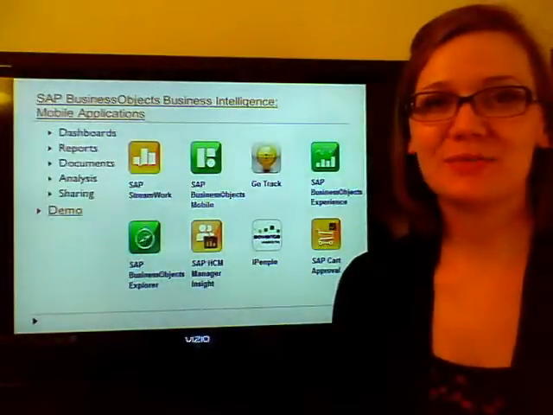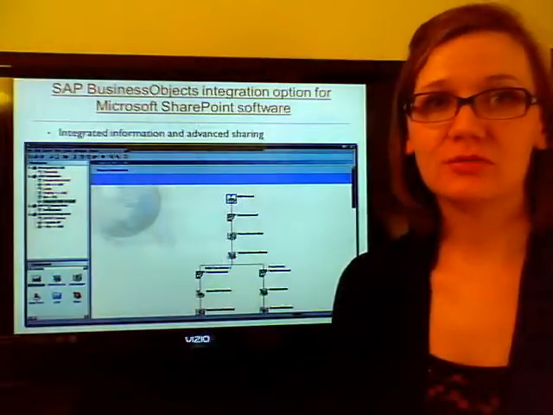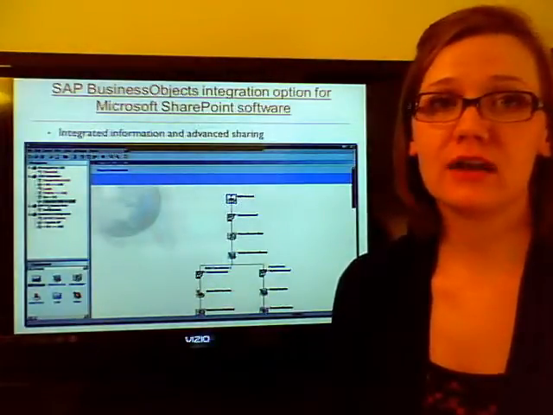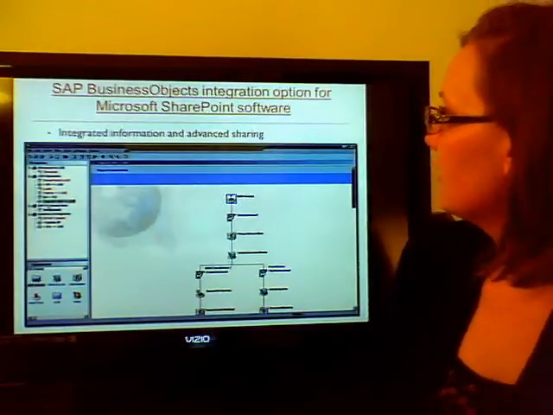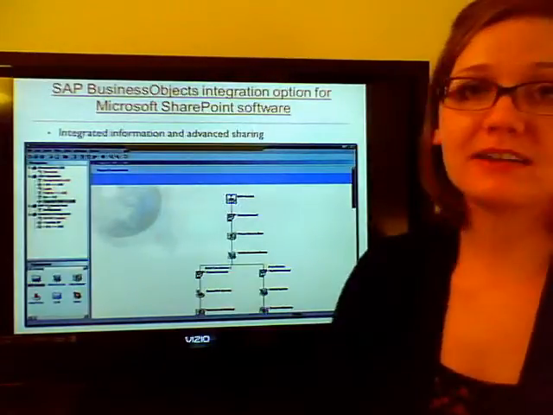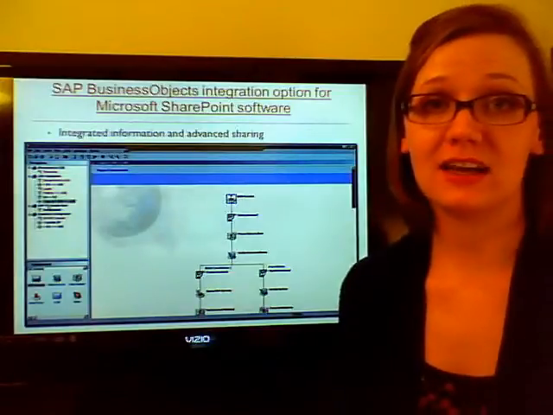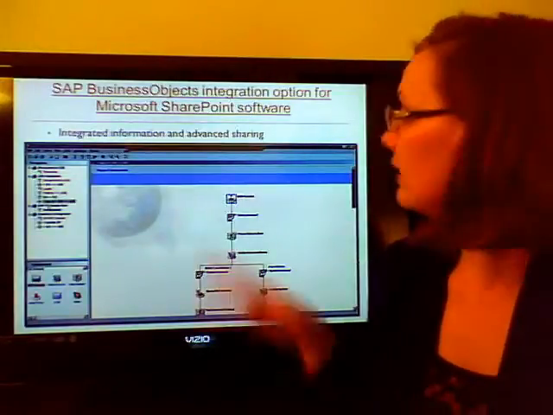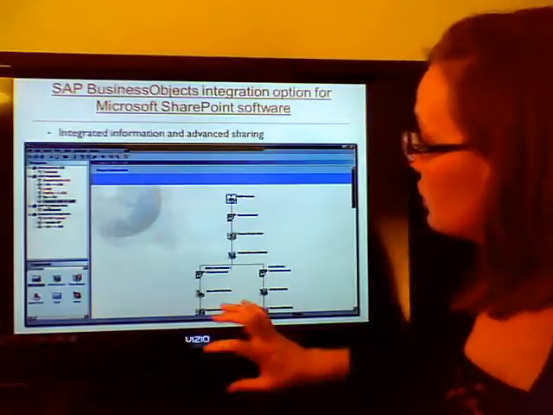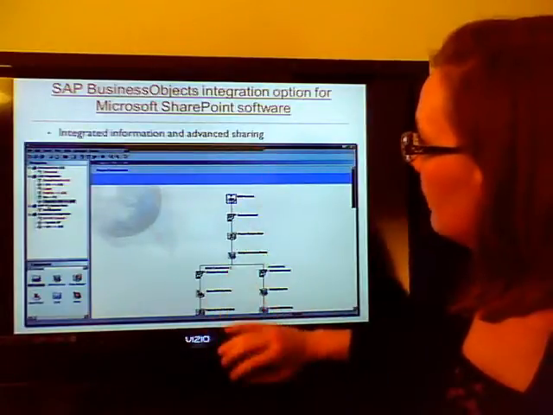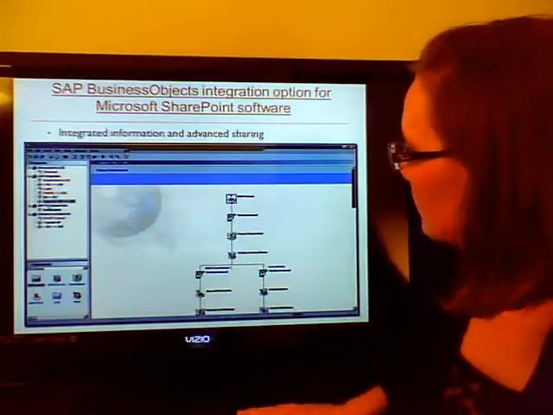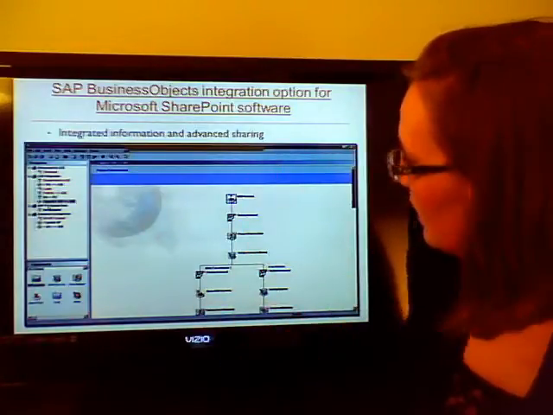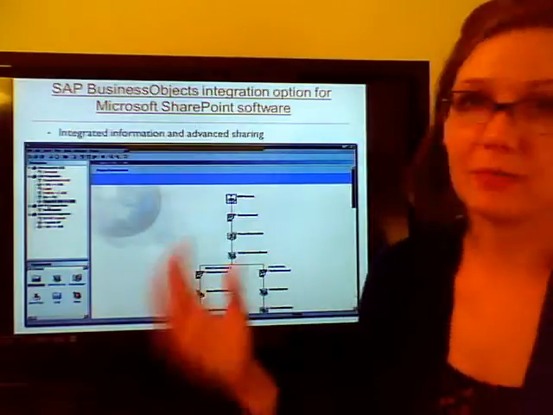Okay, now that we're done with that demo, we'll move on to the integration option for Microsoft SharePoint software. Here you find integrated information and advanced sharing. So all the capabilities of SharePoint combined with the capacity of SAP. So here I've just got a basic flow chart just to show the extensive nature from the query account throughout the servers and so on. So there's a lot of capabilities here.